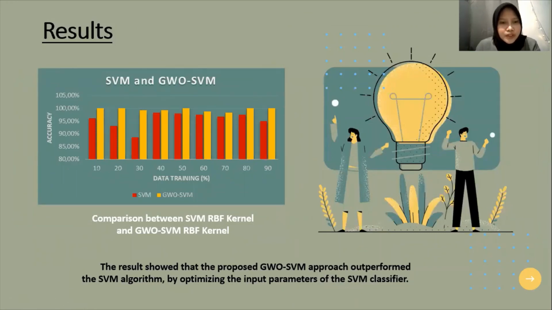And this is the comparison between SVM RBF kernel without gray wolf optimization and gray wolf optimization SVM RBF kernel. We can see from the result that the proposed gray wolf optimization support vector machine approach outperformed the SVM algorithm by optimizing the input parameters of the SVM classifier. We can see the proposed method has greater accuracy than SVM without gray wolf optimization.